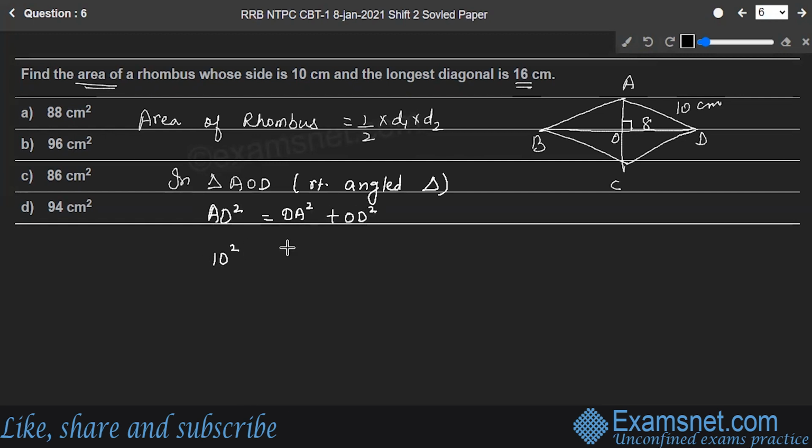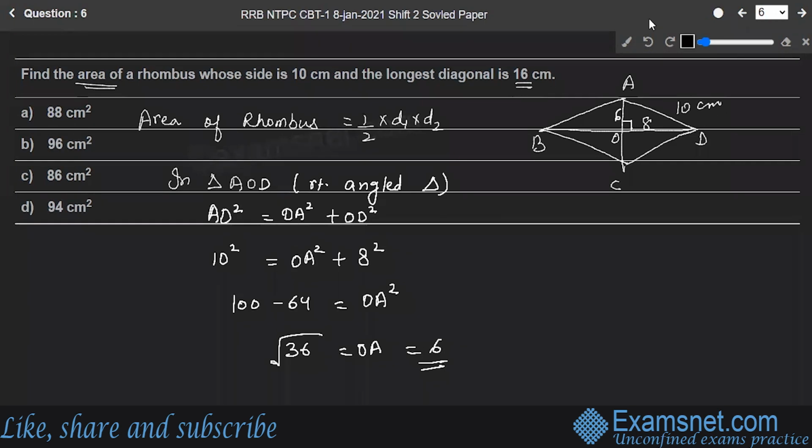So that means 10 square is equal to OA square plus OD square. I have to find out OA, and OD is 8. 100 minus 64 is equal to OA square. Root 36 is equal to OA. That means OA is equal to 6, right? And if OA is equal to 6, AC is equal to twice of OA, which is equal to 12 centimeter. So we got both the diagonals, right?